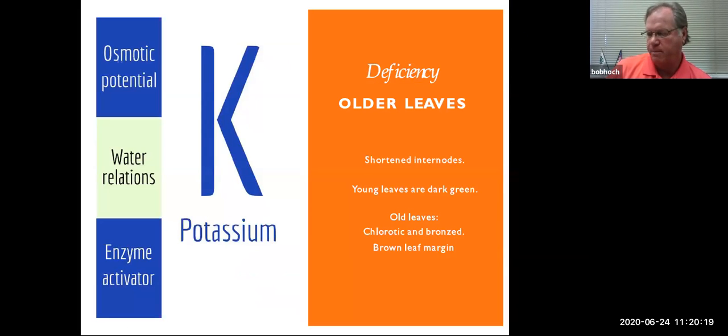The next, which is a big nutrient for us, is potassium. And it has different roles as well as important in water relations for sure. And this also is a mobile element, deficient on the older leaves. And you tend to have this transition of discoloration on the lower leaves.